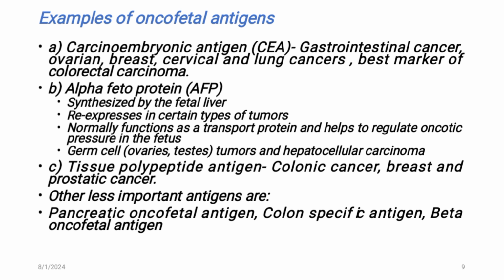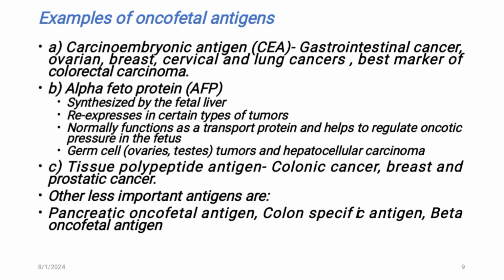The next oncofetal antigen is the alpha fetoprotein. Alpha fetoprotein is increased in the case of malignant cells in the tumor cells. It is synthesized by the fetal liver, as we have discussed in the previous slide. The next is that it is re-expressed in certain types of tumors. When a person has a specific type of tumor, then he or she would have an increased level of the oncofetal antigen in the body, and it would be re-expressed in increased amount. Normally it functions as a transport protein and helps to regulate the oncotic pressure in the fetus.